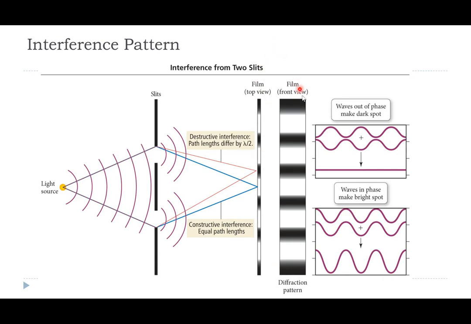So what we see here from our detector is what we call an interference pattern. So we see light, or dark, we see dark, light, dark, light, dark, light. That's an interference pattern. What causes this interference pattern? Well, it's a wave that was out of phase, and a wave that was in phase, and a wave that was out of phase, and a wave that was in phase.